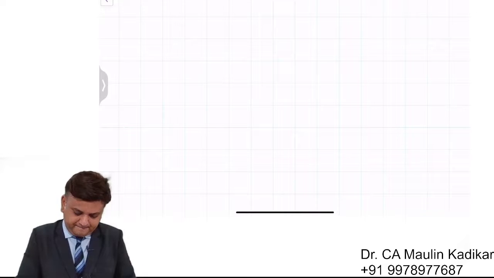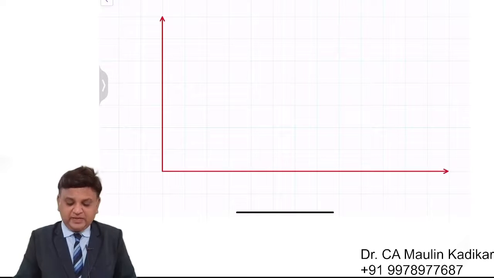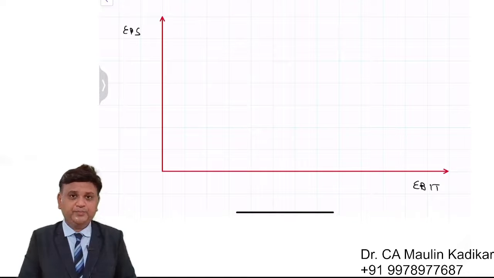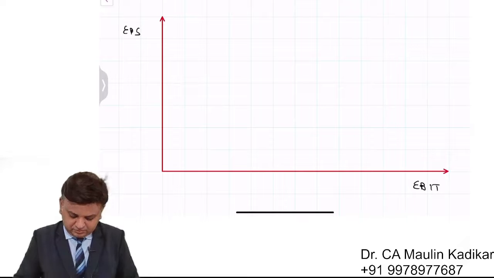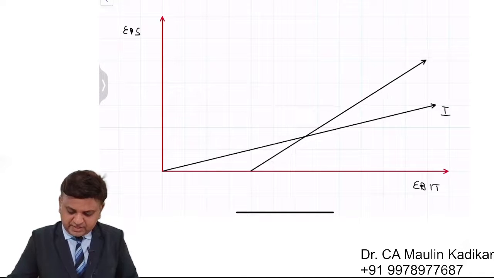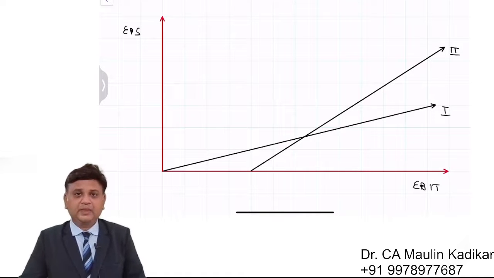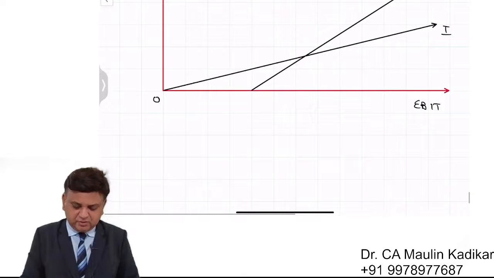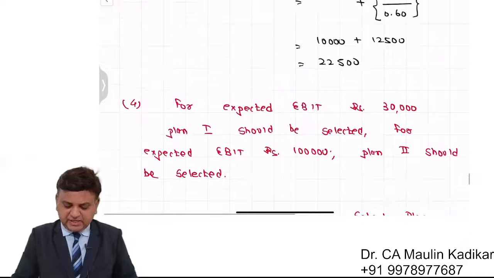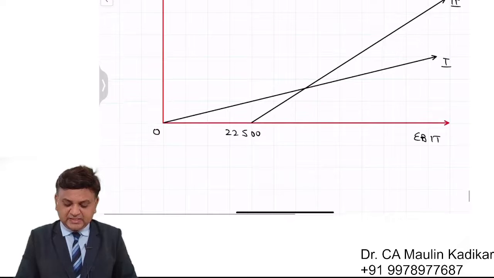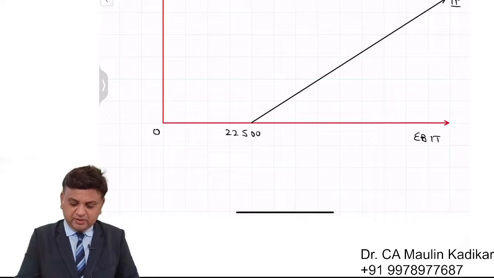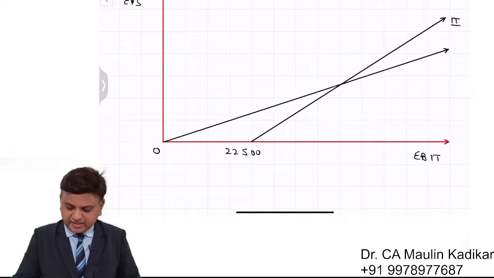So over here, friends, on the x-axis I am taking EBIT, on the y-axis I am taking earning per share. Everybody is requested to pay attention. This is the financial plan 1, and this is the financial plan 2. Financial plan 1 starts from 0 and financial plan 2 starts from 22,500, because it has the financial break-even point of 22,500. There is an intersection between 1 and 2. The intersection is indicating the financial indifference point, the point at which you are indifferent between both the financial plans.